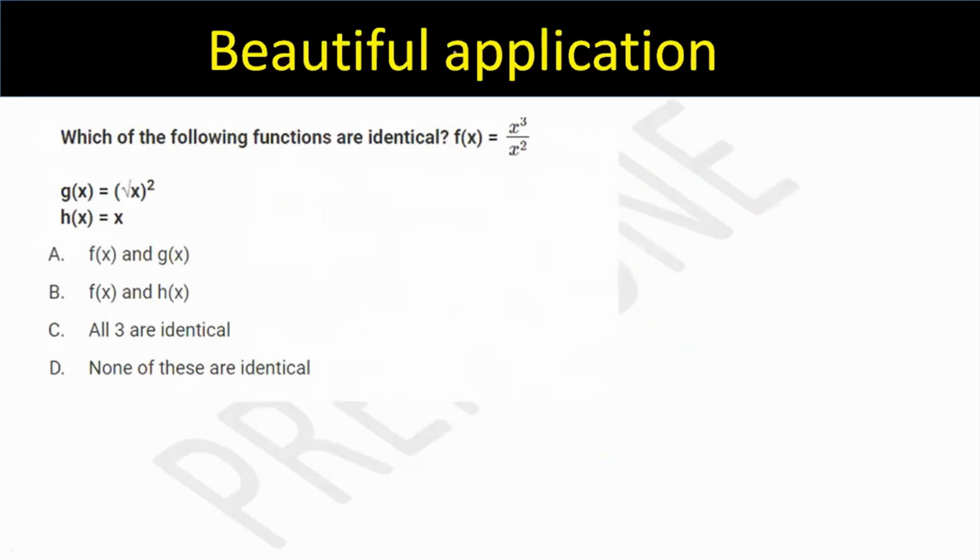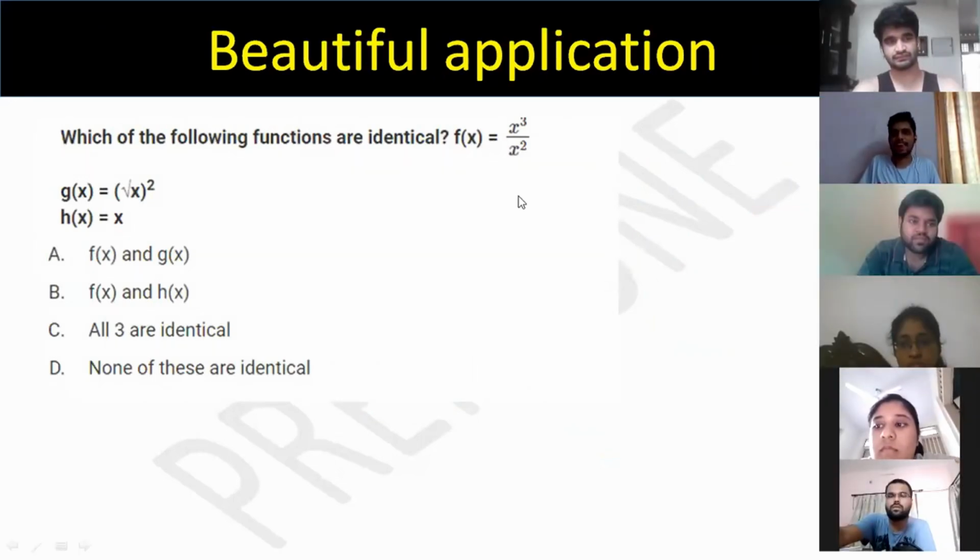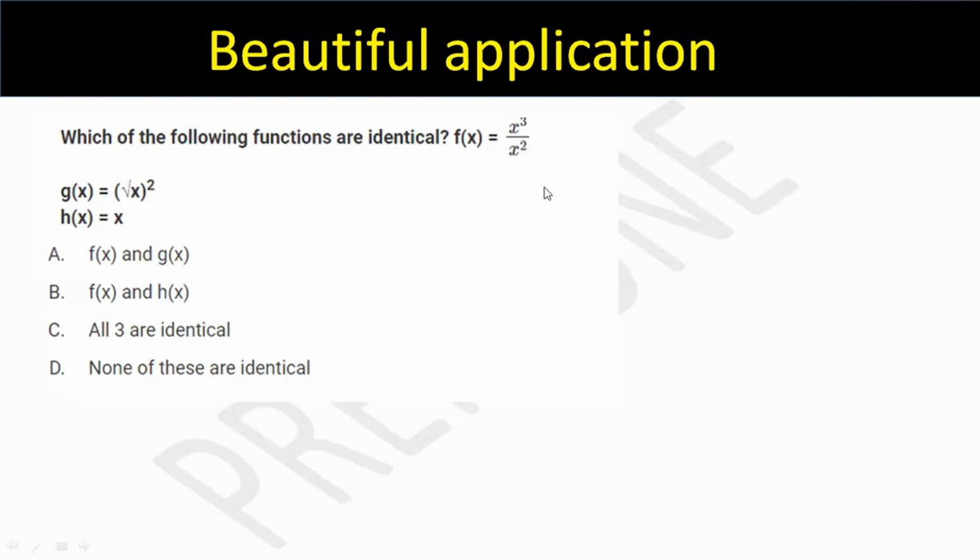Please solve this. Okay, answer is D. Let's see how it is D. See, which of the functions are identical? When we talk about identical, it means that domain, range, everything has to be the same. Which means the domain of first is what? X is not equal to 0. Domain of second is what? X is greater than 0. And domain of third is what?